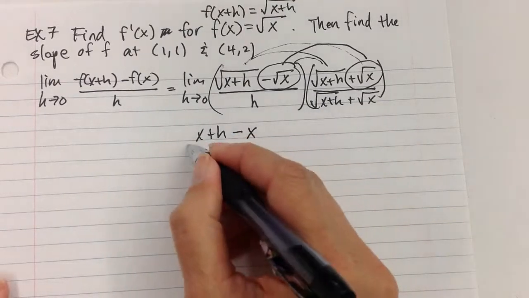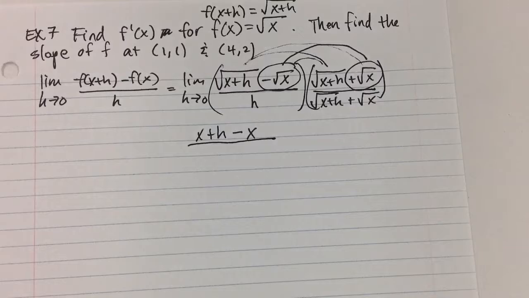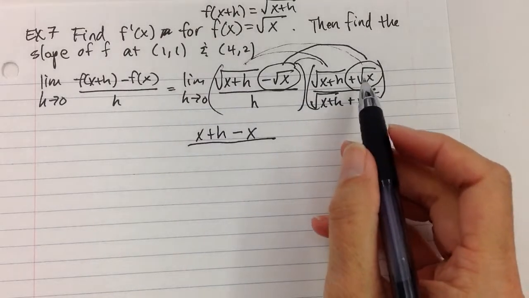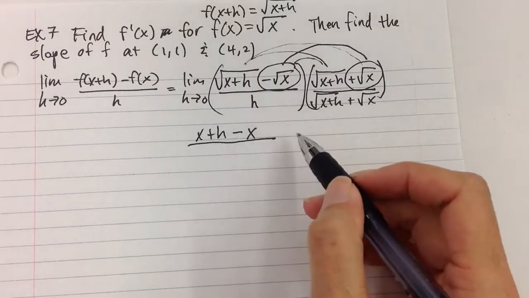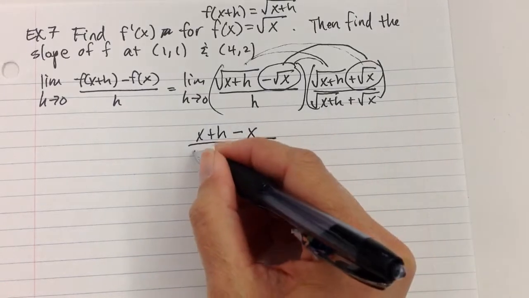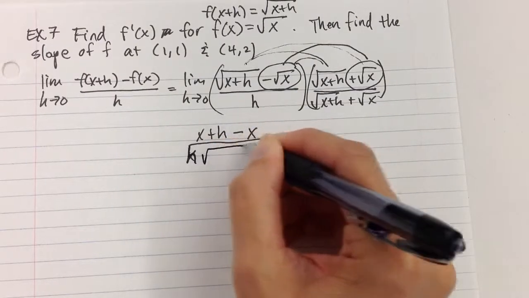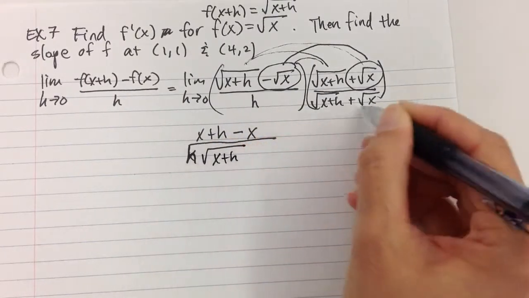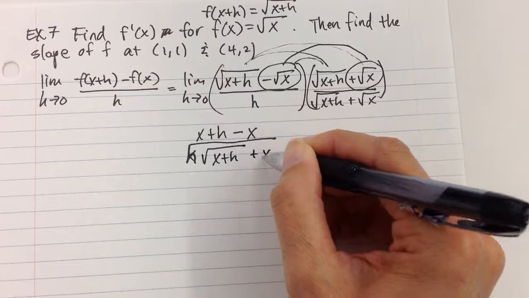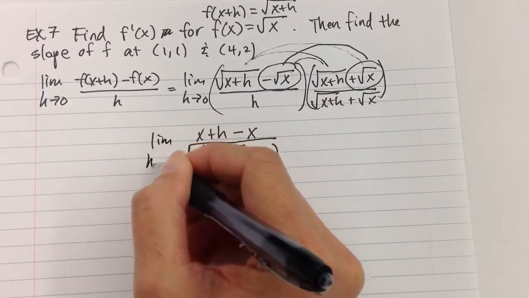Okay. All over, now the denominator. This is called rationalizing the numerator. Usually we rationalize the denominator. We've just rationalized the numerator. Now the denominator is going to look ugly, but that's okay. Oops, sorry, that's an h. H times the square root of x plus h plus square root of x, and I should put parentheses around these. The limit as h approaches 0.